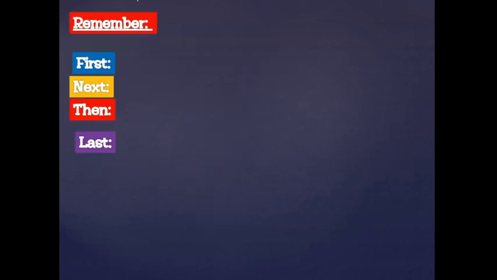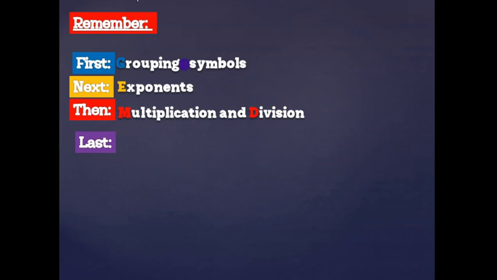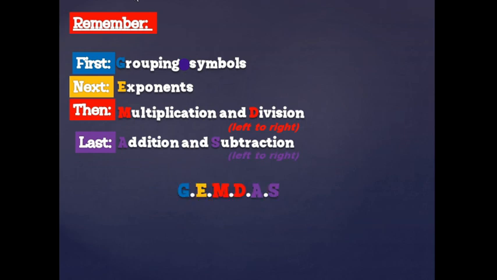Remember, the first step is grouping symbols. Do any operations inside this group first. Next, exponent. Then multiplication and division. Remember to solve from left to right. Last, addition and subtraction. Remember to solve from left to right, whichever comes first. So that is the GEMDAS rule. Please excuse my dear Aunt Sally.